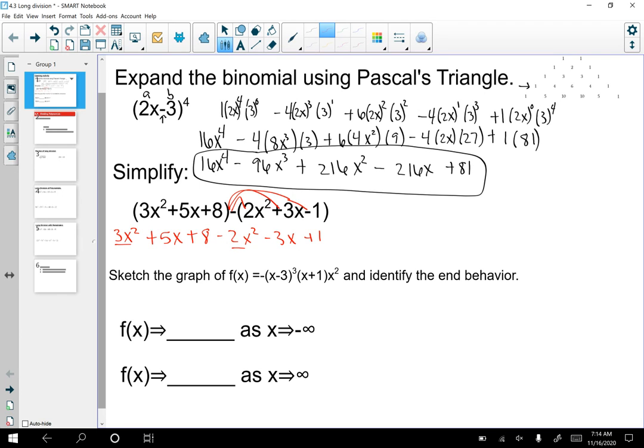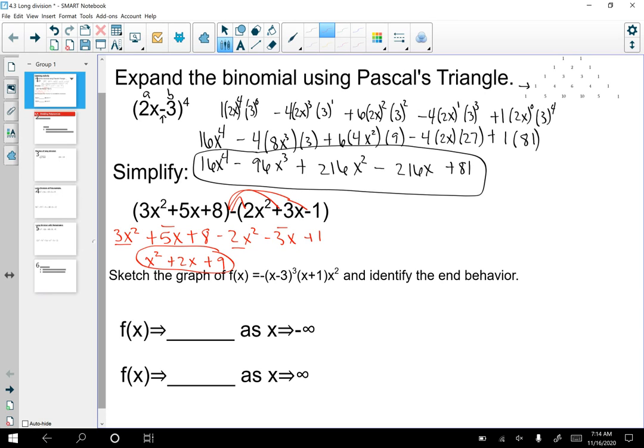And then just combine like terms. I have 3x squared minus 2x squared gives me x squared. Here I'm going to look at 5x and 3x. 5x minus 3x gives me positive 2x. 8x plus 1 gives me plus 9. x squared plus 2x plus 9.